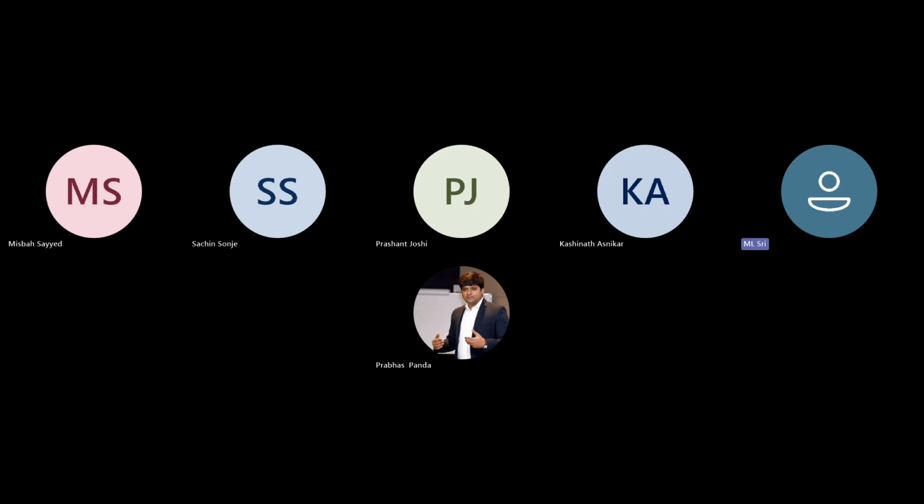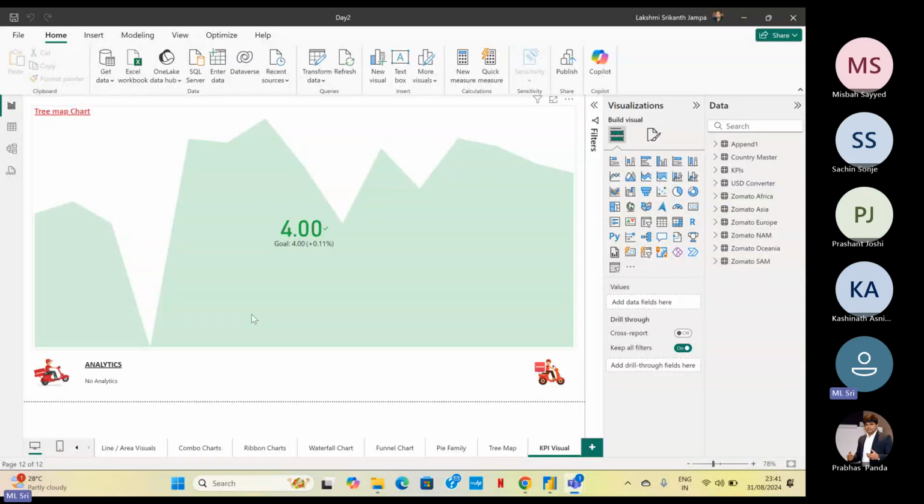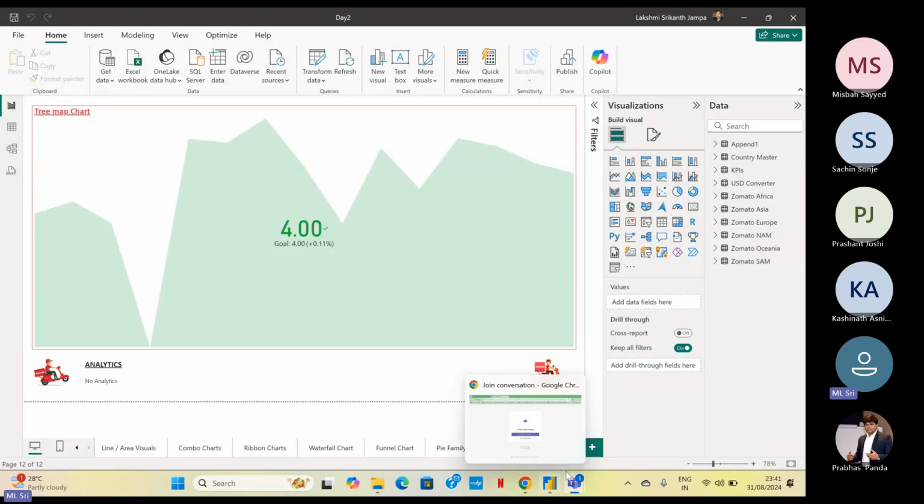Pulling my screen back. So these are the visuals that we have discussed last. I think the last one is the KPI visual that we have discussed. And today, let's start with another visual. What do we call this visual? KPI is the last visual we have done, right? Okay, so let me try with key influencer.